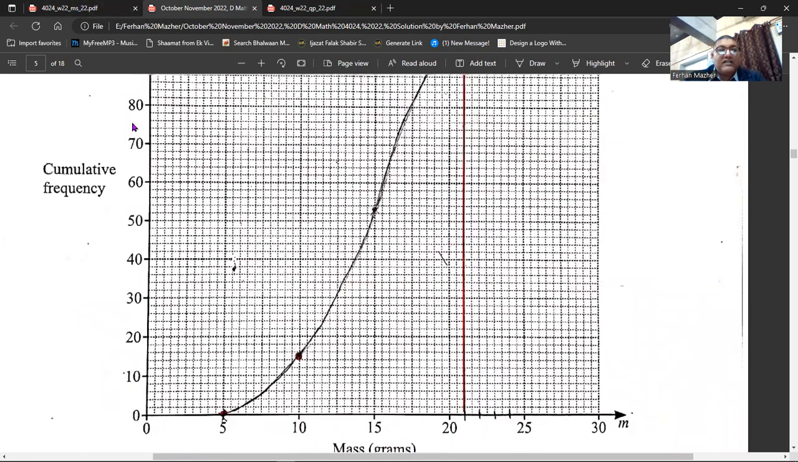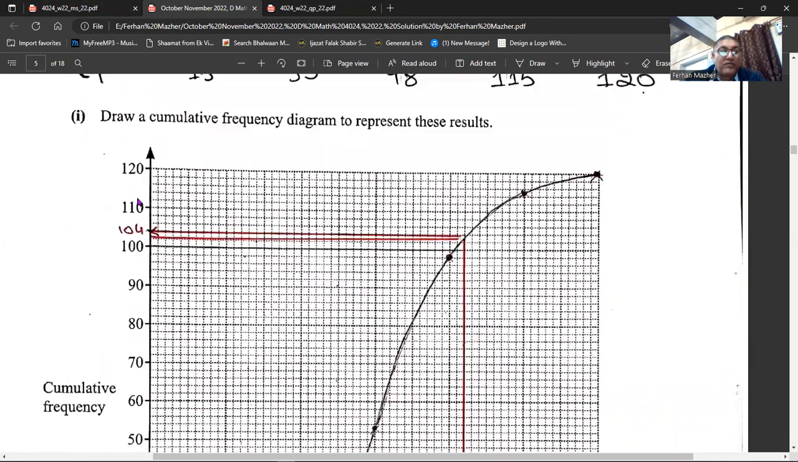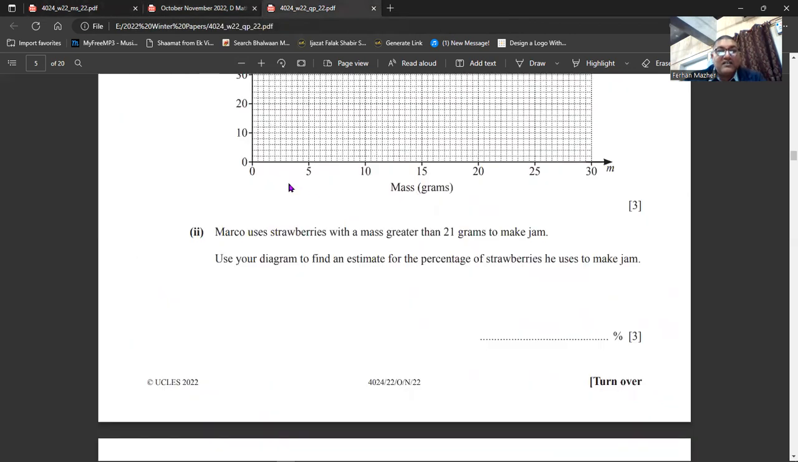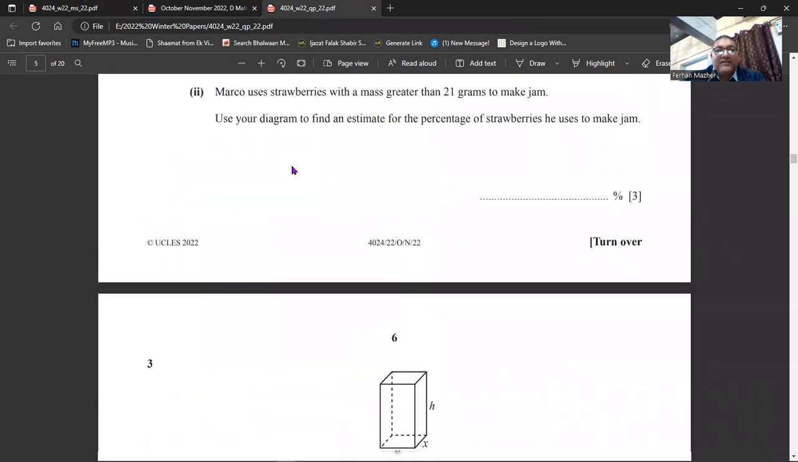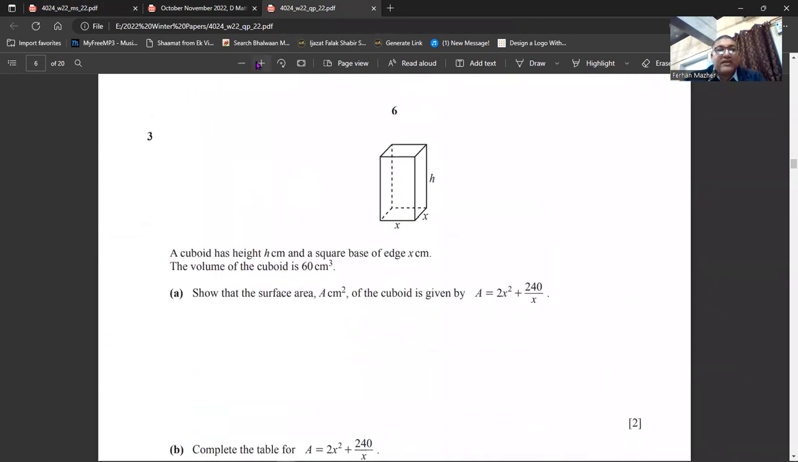And 21, this is 104. So the strawberries above this, they are used for jam. Okay, so we are done with this. Question number 3 is coming up on your screen.